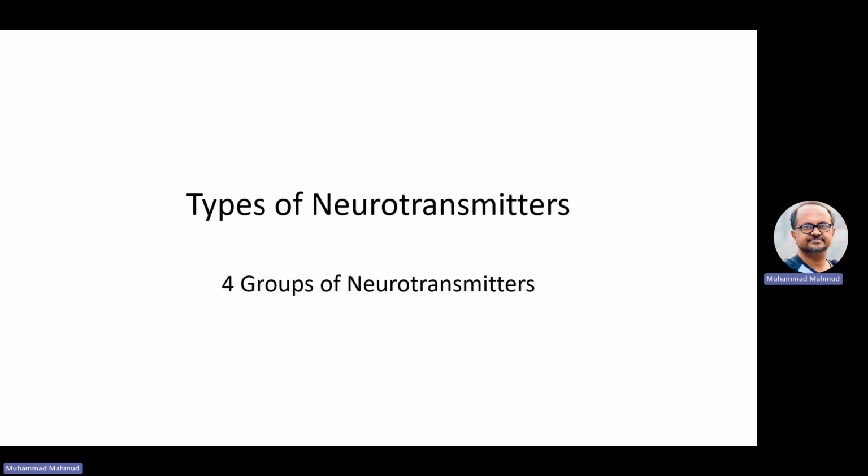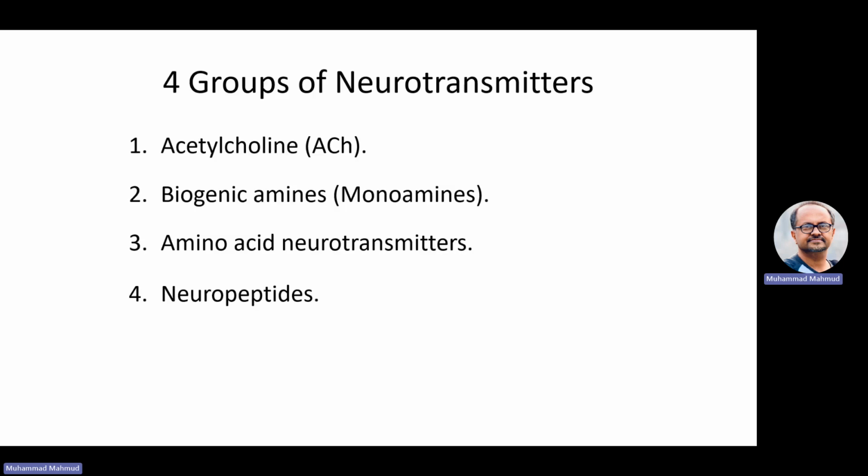Now, the last part of this short lecture is about the types of neurotransmitters. There are 4 groups of neurotransmitters. One of them you are familiar with is acetylcholine, which was discussed in the neuromuscular junction. But in the nervous system, this is one of the 4 groups, acetylcholine. There are many more: monoamines, amino acids, and neuropeptides.